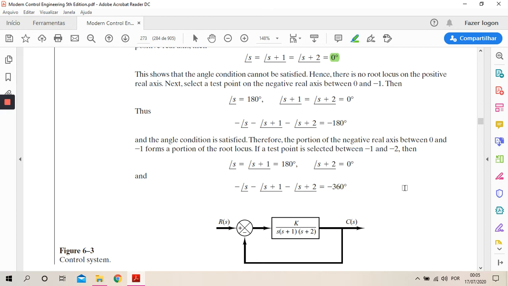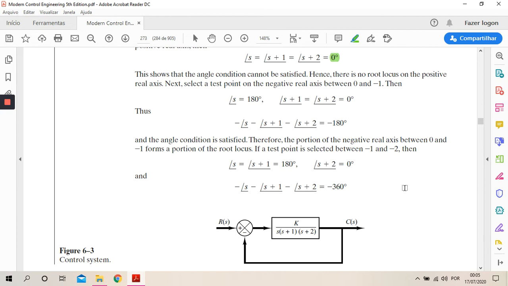Let's continue. There are more portions of the real axis where the angle condition is satisfied. Therefore, the portion of the negative real axis between 0 and negative 1 forms a portion of the root locus.